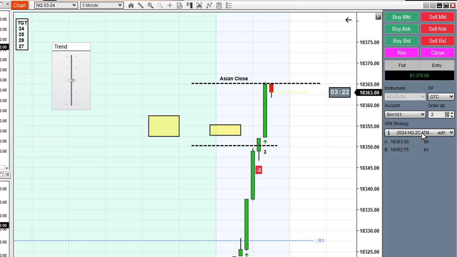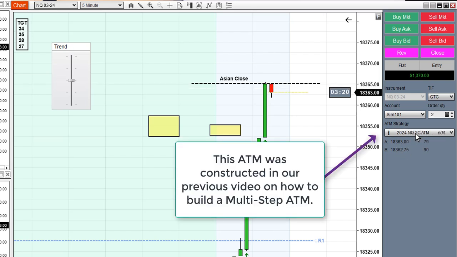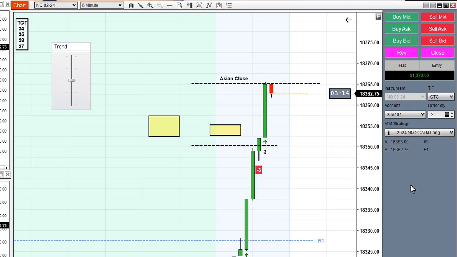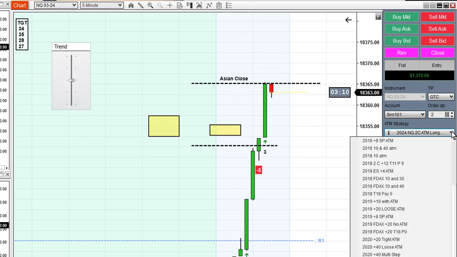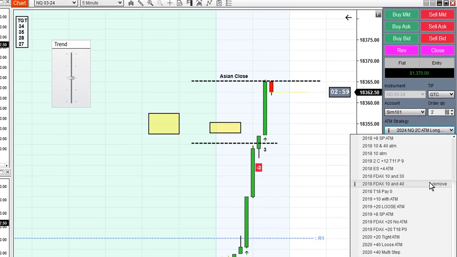I would like to use either the ATM that we've constructed before, or I would like to use just a single target, very, very long range ATM. So what I'm going to do is select one of my ATMs that I've used for exactly this, and then we're going to break it apart and make sure you understand exactly how to use it.